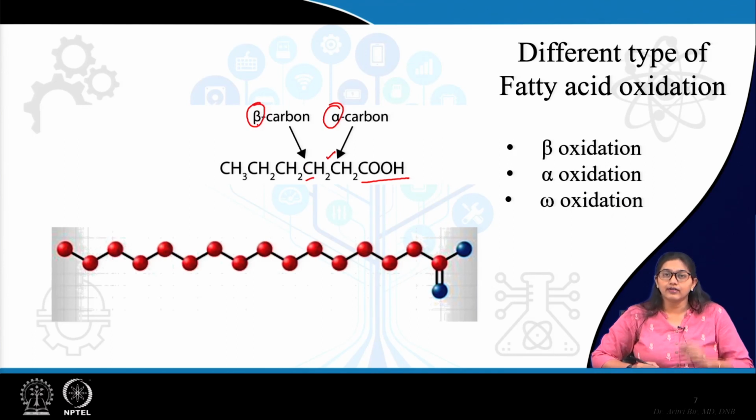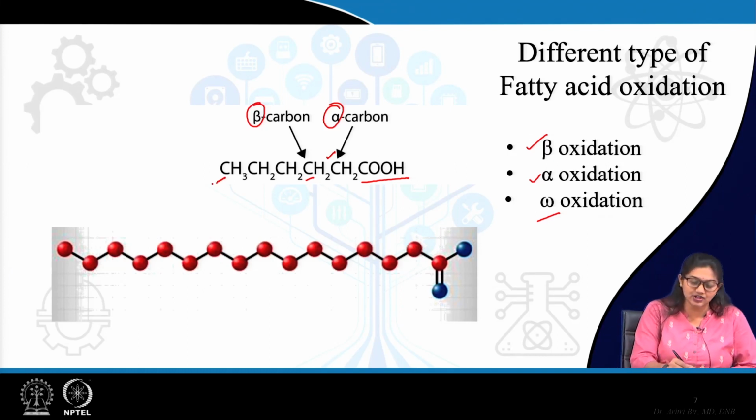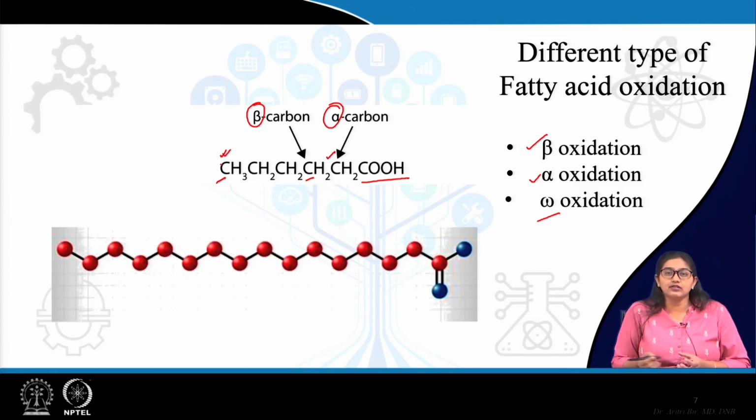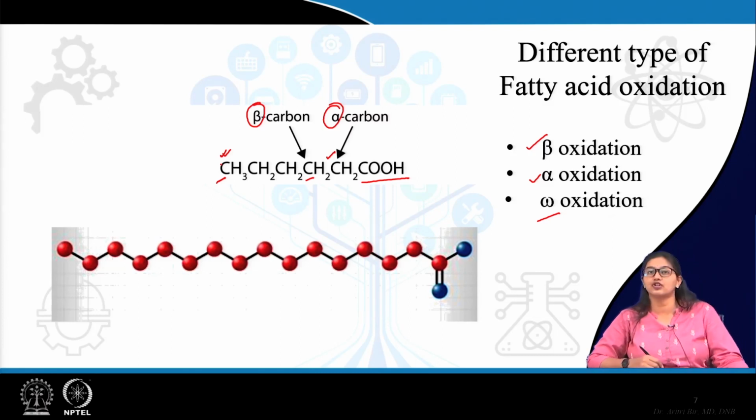Now, when oxidation of the alpha carbon occurs, that is alpha oxidation. Similarly, if there is oxidation of the beta carbon, that is beta oxidation. Now, what is omega carbon? Omega carbon is the farthest carbon from the carboxyl group. So, this is omega carbon. In case of omega oxidation, this carbon is oxidized. So, based on which carbon is oxidized, there is naming of the types of fatty acid oxidation: beta, alpha, omega, like that. Now, the commonest one in our body is beta oxidation of fatty acid.